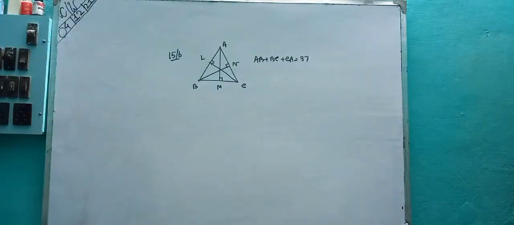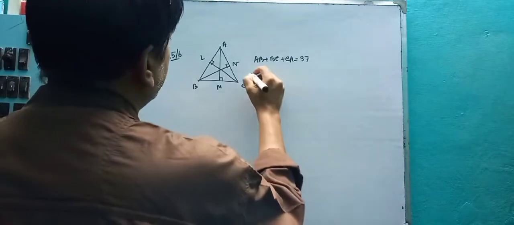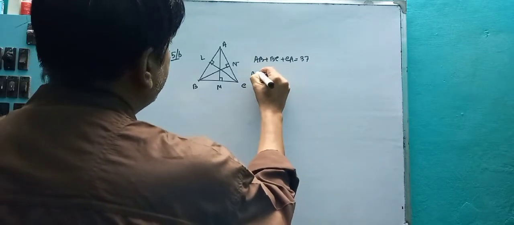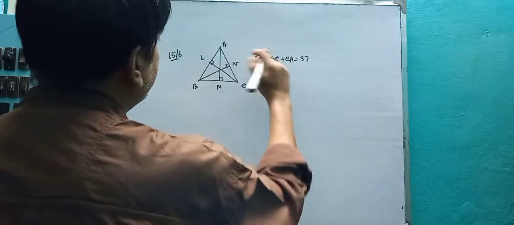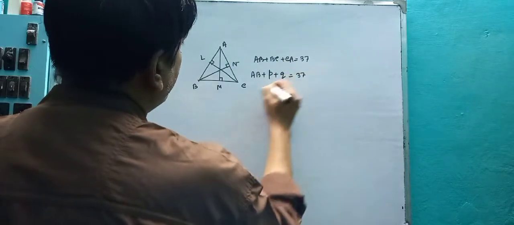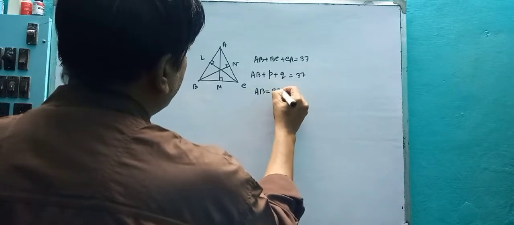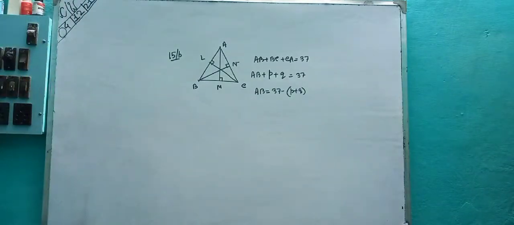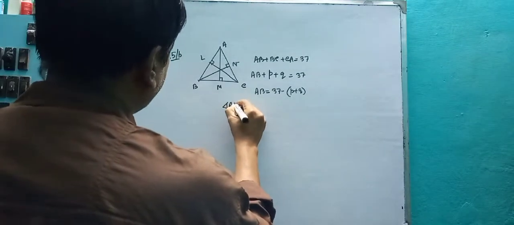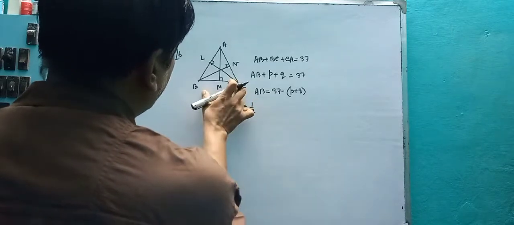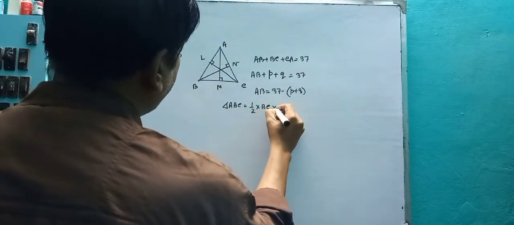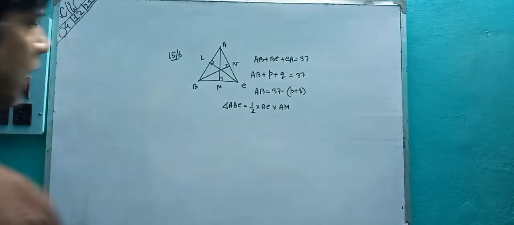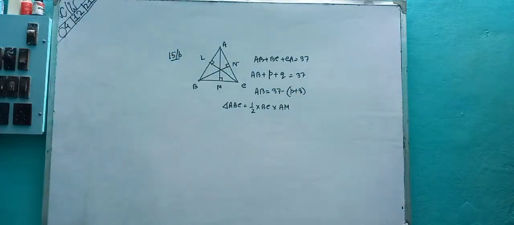Okay. So if I think BC value is P and CA value is Q, then you can say AB is equal to 37 minus P minus Q. Clear? Now, if I find the area of triangle ABC, it is half of BC into AM. Half into BC into AM.